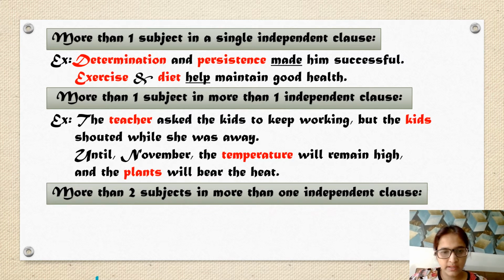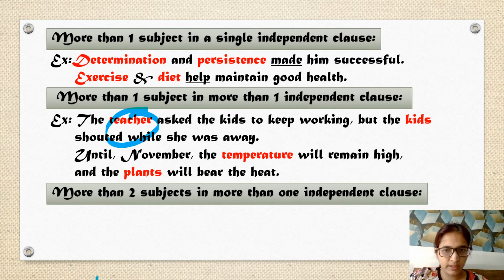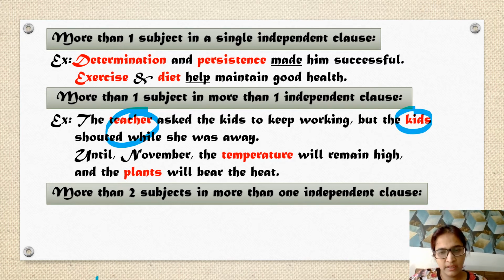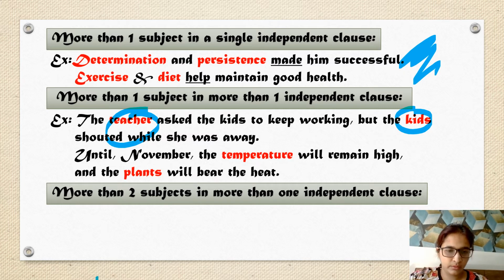Now, there are also cases where there is more than one independent clause, with two subjects being used in more than one independent clause. Previously we saw only one subject being used. Similarly, if you join two sentences which are independent by themselves, and you have two subjects in each, then you can create an example.